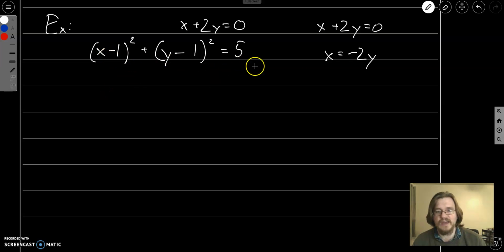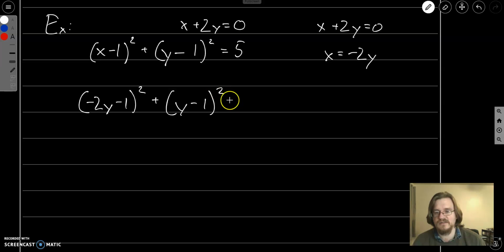And I can substitute it into the second equation. So if x is equal to negative 2y, I can plug that in, and I get negative 2y minus 1 squared plus y minus 1 squared is equal to 5. And all that's left is to solve this. So let's FOIL everything out and simplify. Here, if we FOIL, we'll have negative 2y times negative 2y. That will be 4y squared. If I take the first and the last, that will be plus 2y. Again, the first times the last again, so that will be plus 2y. And then negative 1 times negative 1 is plus 1.